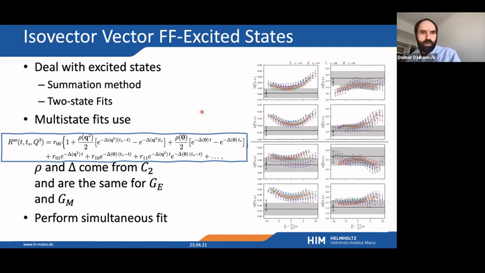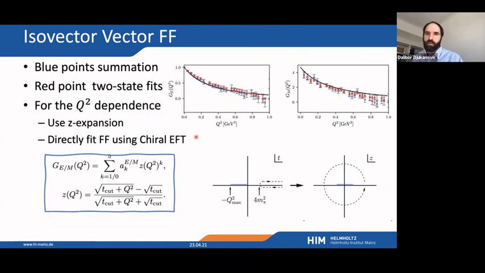Okay, you can do this two-state or summation method analysis. The summation method will give you this gray band here, and the two-state fit will give you this black data point. Here, what we did is we fitted this ugly function here, and we really fit all of these energy differences and the overlaps.